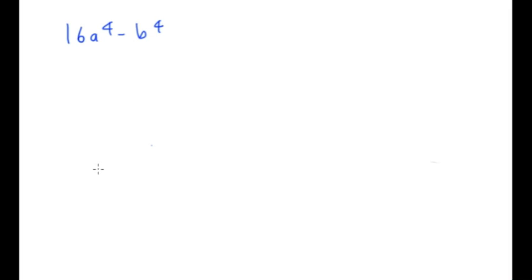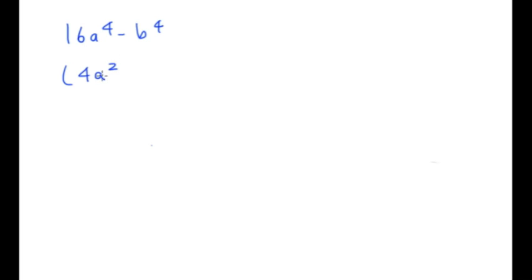This is, as you can see, a difference of 2 squares. So what I can do is take the square root of both the a and the b terms and stick a plus and then a minus in between them. So we're going to have the square root of 16a^4. That's 4, because the square root of 16 is 4, and the square root of a to the 4th is a to the 2nd, because a squared times a squared is a to the 4th, right?